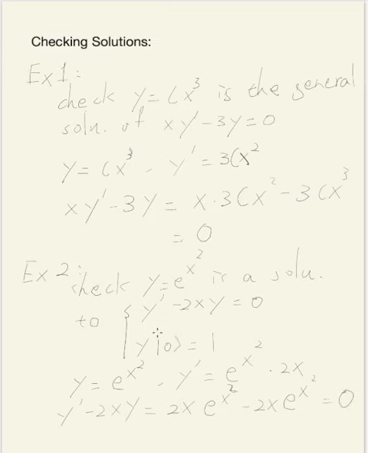Now, since this is an initial value problem, we need to also check that the initial condition holds. To do that, we simply plug 0 into our solution. We get y of 0 equals e to the 0 squared. Now 0 squared is 0, and e to the 0 is 1. So we have y of 0 equals 1. And that implies this is indeed the particular solution to this initial value problem.